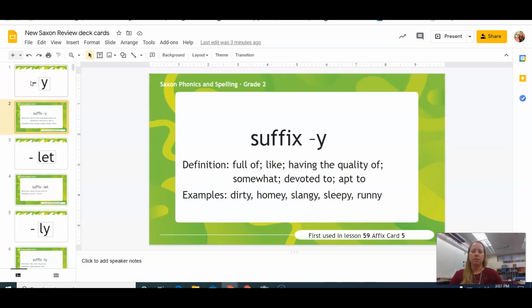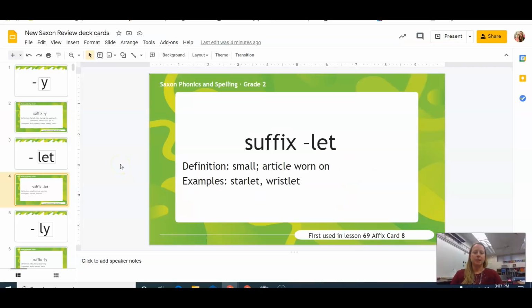Suffix y means full of, like, or having the quality of, somewhat, devoted to. So suffix y has a lot of different meanings. Depending on how you're using it and what root word or base word it's connected to depends on what it means. These are some examples: dirty, homey, slangy, sleepy, runny.